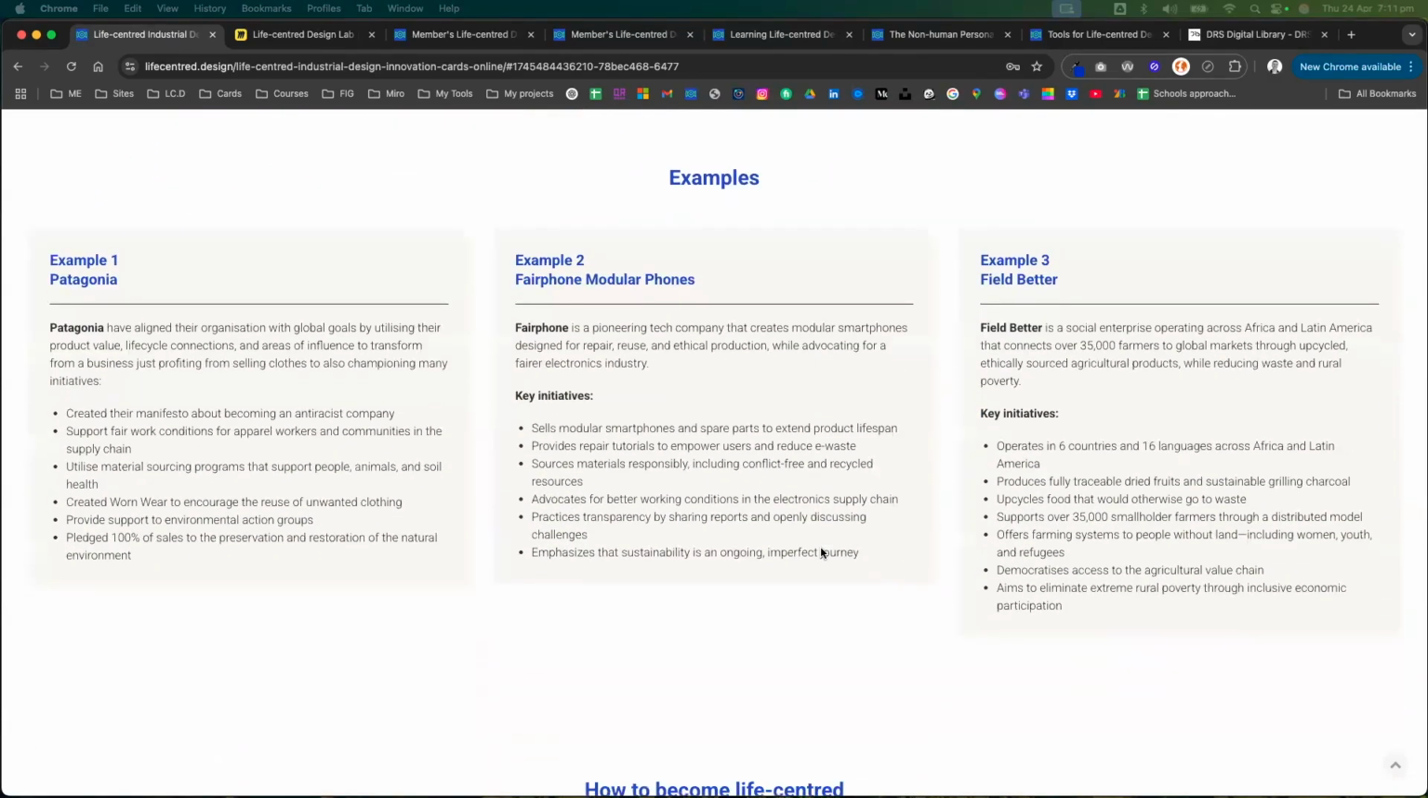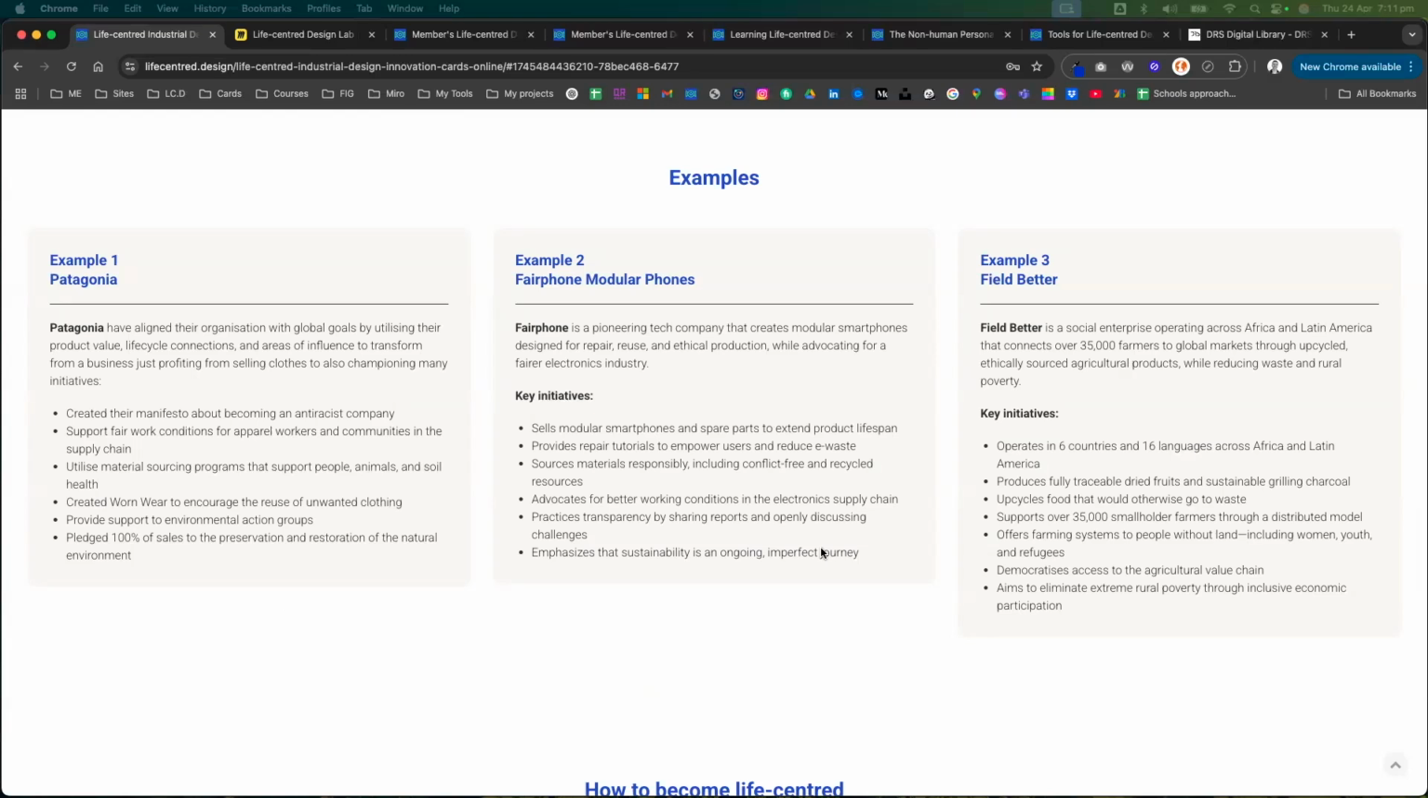Some examples, you may have heard of these: Patagonia, which is an outdoor retail company in America. They've created a manifesto about becoming anti-racist. So this is about thinking about all people. They support fair work conditions all across their life cycle. They utilize material sourcing programs that support people, animals, and soil health. They've created Worn Wear at the other end of the life cycle, so people can actually bring back their Patagonia clothes and resell them, extending their life and reuse.